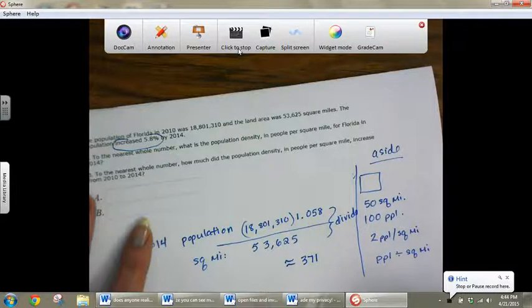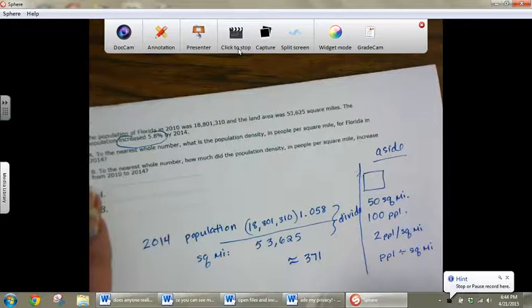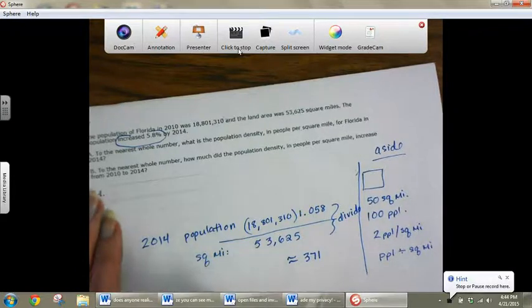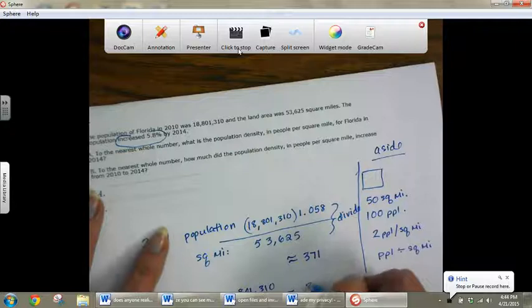So next I have to figure out how much the population density increased. So then I went back and found what the answer would have been if I had just done this in 2010. The population was 18,801,310. I divided that by 53,625. It gave me about 351.